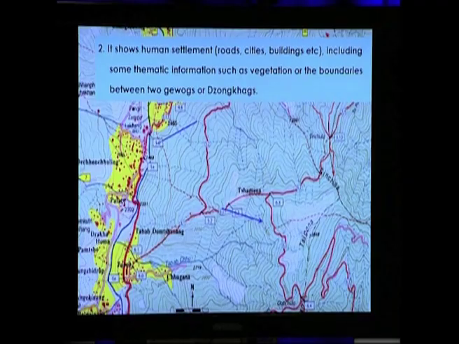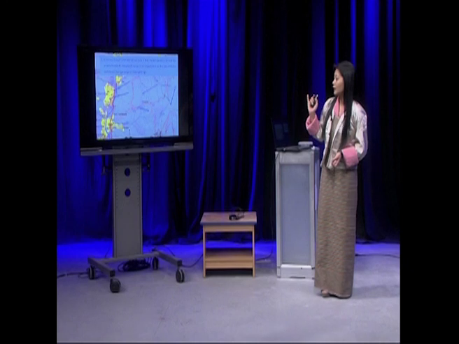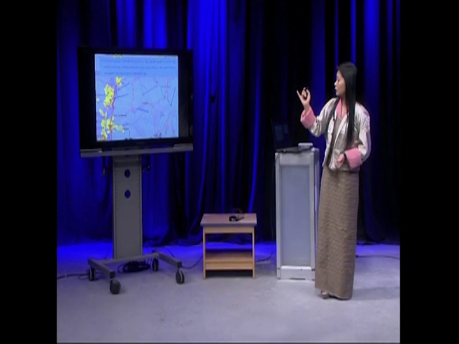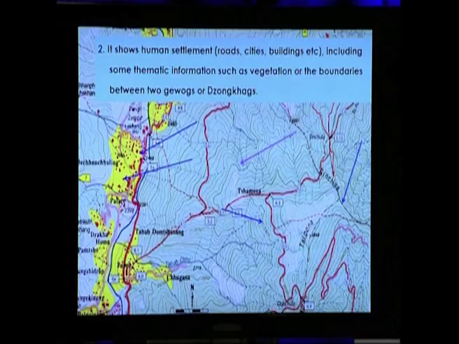Number 2, it shows human settlement, roads, cities, buildings, etc., including some thematic information such as vegetation or the boundaries between two geoks or songkhaks. So on this map, if you look properly, the pink small squares are buildings. Then black dotted lines are boundaries between two places. It can be a songkhak or it can be a gewak. It's boundaries between gewaks and songkhaks, indicated by black lines on the topographic map.